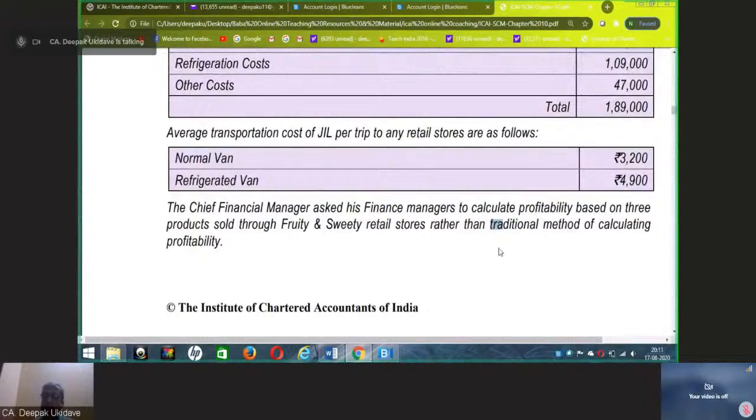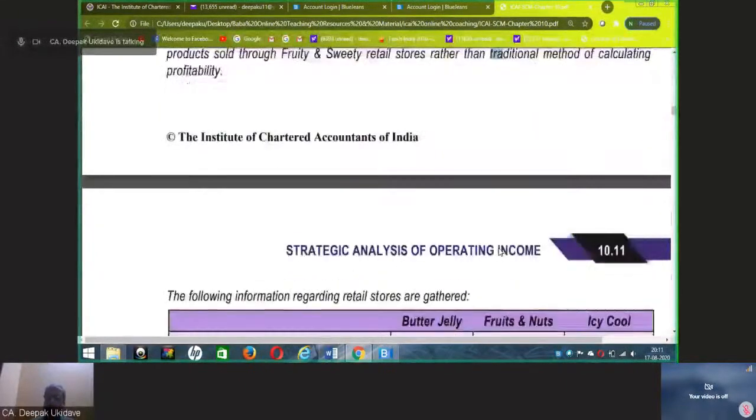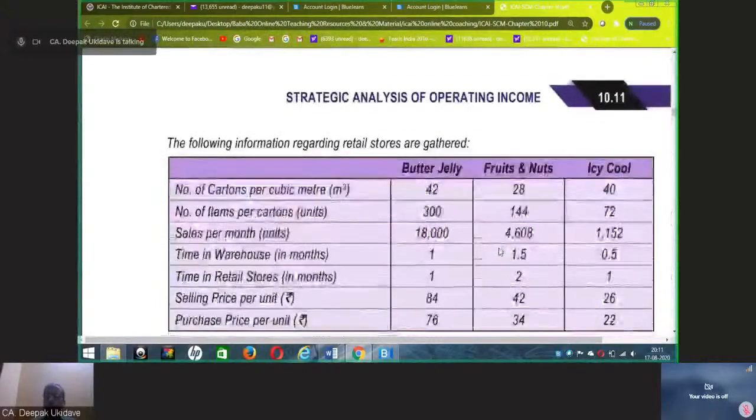study, that we are comparing traditional absorption based costing versus a contemporary or strategic tool or technique of profitability analysis, using direct product profitability. So calculate profitability based on 3 products sold in the stores. This is a simple question that is asked. You are also given some additional data on allocation or apportionment. This is the data which is given.